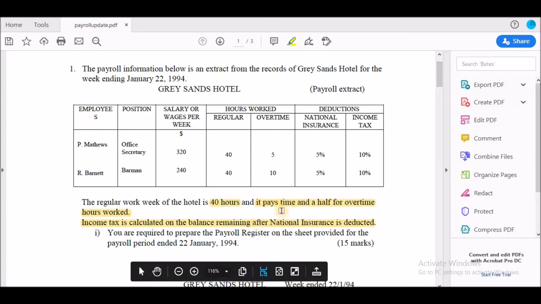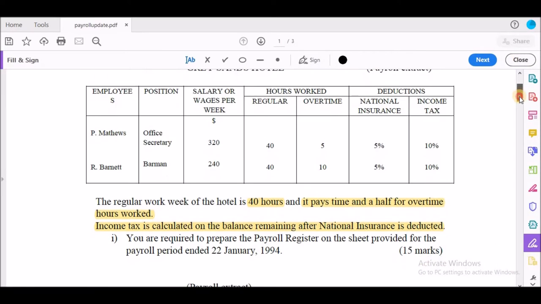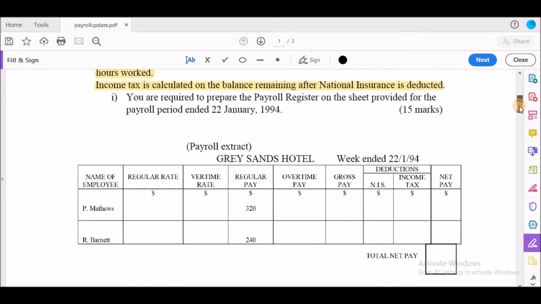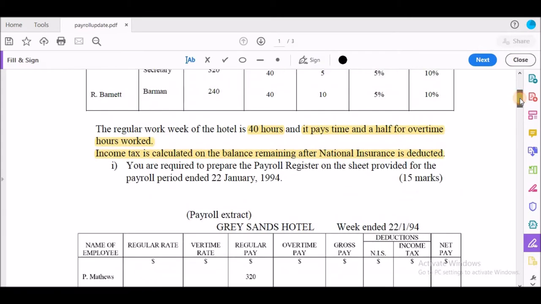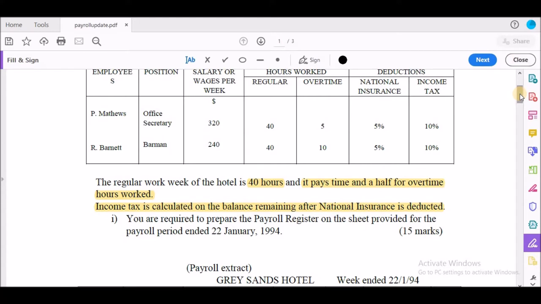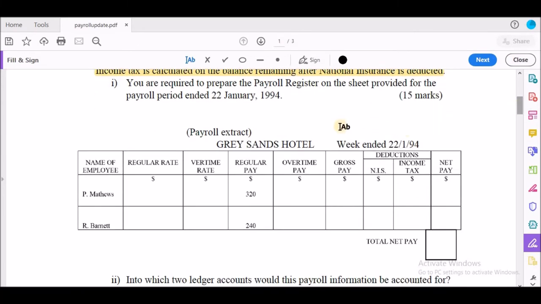So here we have the rate at which overtime is paid. It is paid at time and a half. That's important. Income tax is calculated on the balance remaining after national insurance is deducted. All right, so the timesheet or the payroll sheet that is given is not standardized, which means you're not going to get just one set format. CSEC will change it up depending on what they're asking for or what objective they're testing for that period.